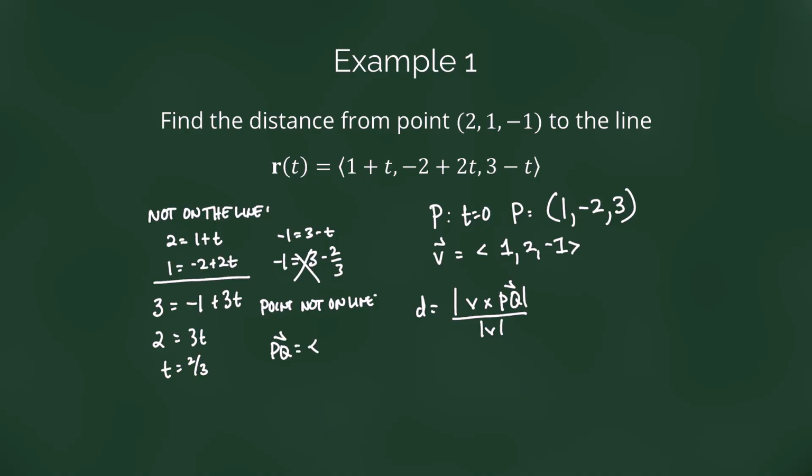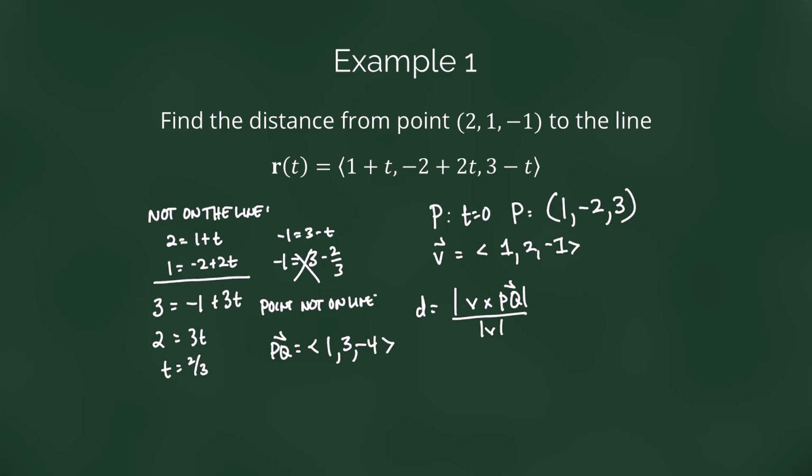PQ starts at P and ends at Q, so we're going to take all the coordinates of Q. This is our point Q up here. I never labeled it as Q, but the point Q is the one that's given in the statement of the problem. So the vector PQ is going to be 2 minus 1, 1 minus negative 2, and negative 1 minus 3.